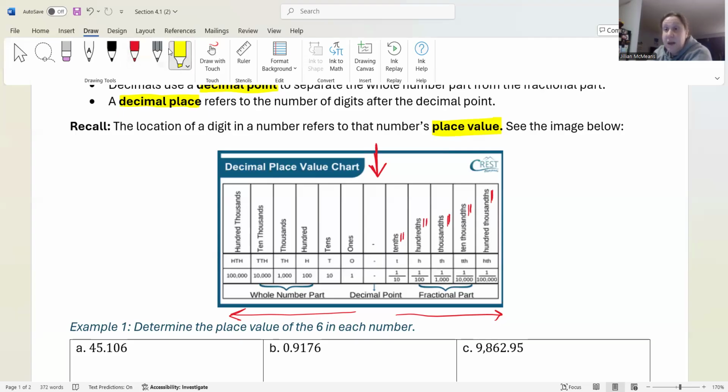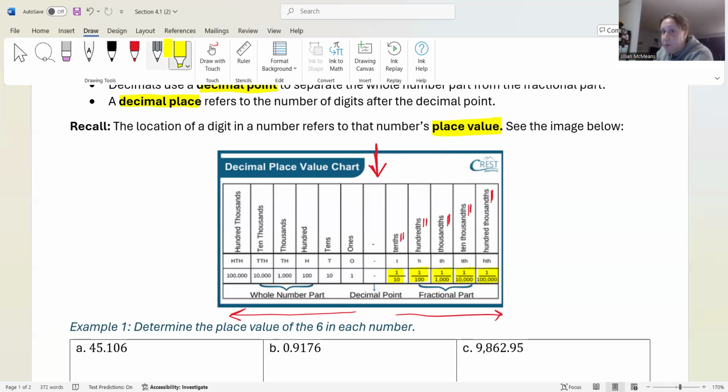Now let's pay close attention to the place value and how that really truly does relate to fractions. If I'm in the tenths place, that coincides with 1/10. If I'm in the hundredths place, that coincides with 1/100. If I'm in the thousandths place, that coincides with 1/1,000. If I'm in the 10,000ths place, that coincides with 1/10,000. And if I'm in the 100,000ths place, that coincides with 1/100,000.